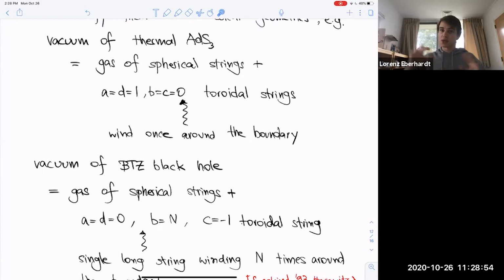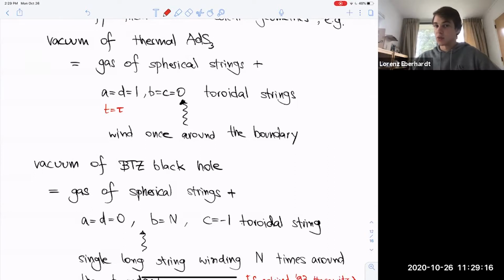You need many disconnected worldsheets, but all of them map winding exactly once around the boundary. So in other words, this term corresponds to the term where the T and the tau are just identical. So the boundary torus and the worldsheet torus, they perfectly align. Okay, so that's the vacuum.